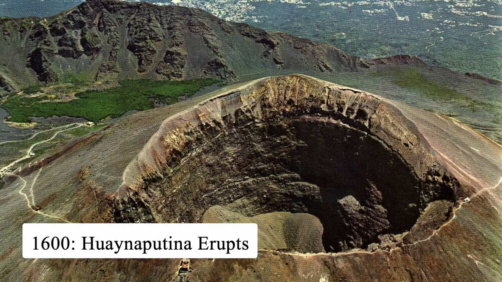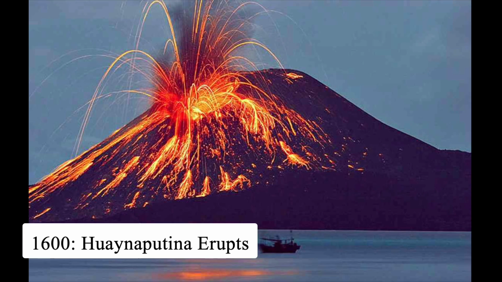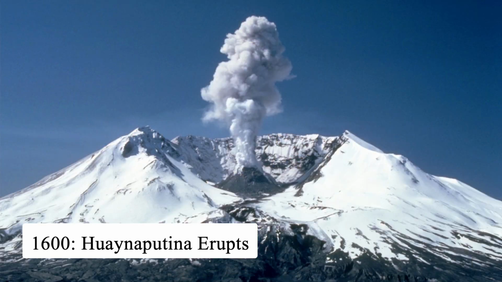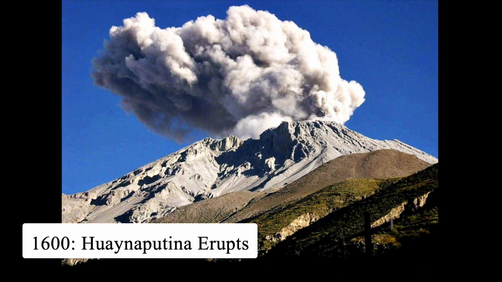Mount Vesuvius in Italy, Krakatoa in Indonesia, and Mount St. Helens in Washington State in the U.S. are composite or stratovolcanoes. That said, on February 19th in the year 1600, a stratovolcano in Peru called Huayna Putina exploded in the most violent eruption in the recorded history of South America.